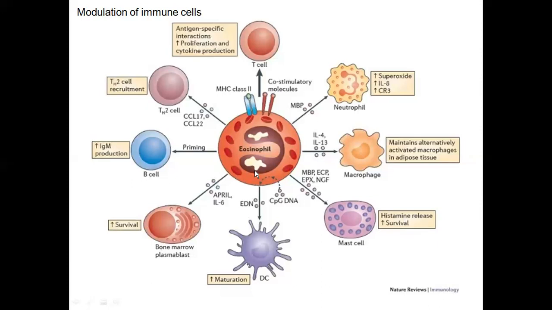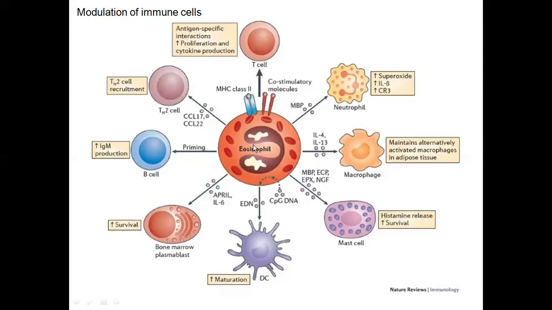Similarly, if the eosinophil-derived neurotoxin is released from the granules and there is a dendritic cell in the surrounding, this would add to the maturation of the dendritic cell, or it would activate the dendritic cell to become mature. Similarly, interleukin 6 in the granules also increases survival of the bone marrow plasmablast. These contents of the eosinophilic granules can also prime the B cells to start making immunoglobulin M, the primary antibodies that are made when some pathogen enters your body.